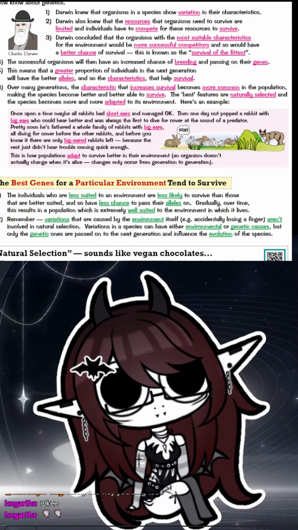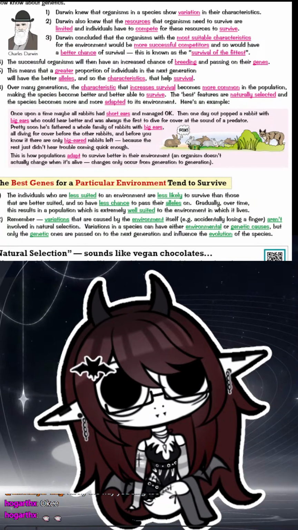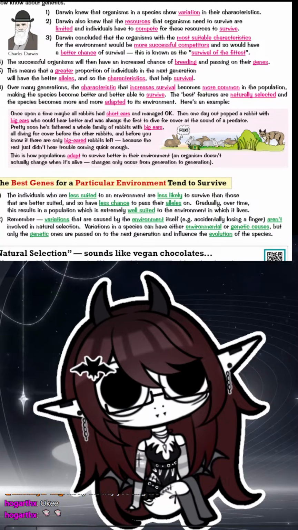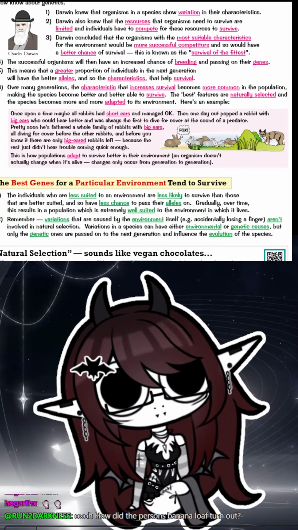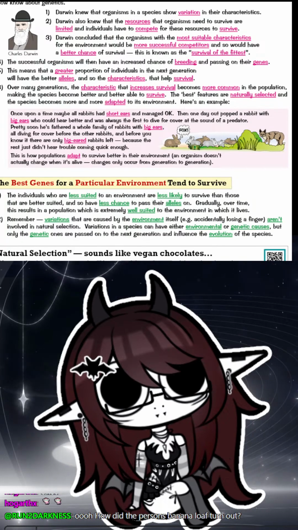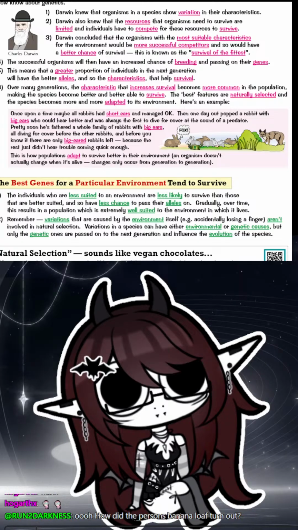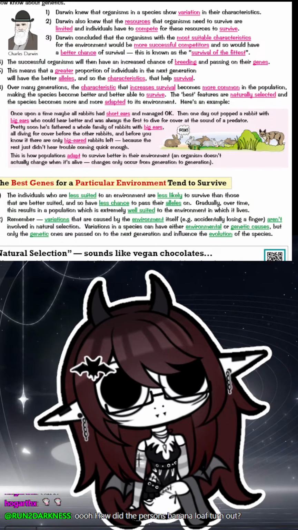All right. Over many generations, the characteristics that increase survival become more common in the population, making the species better able to survive. The best features are naturally selected, and the species become more and more adapted to its environment. Here's an example. We'll go into the examples in a second.